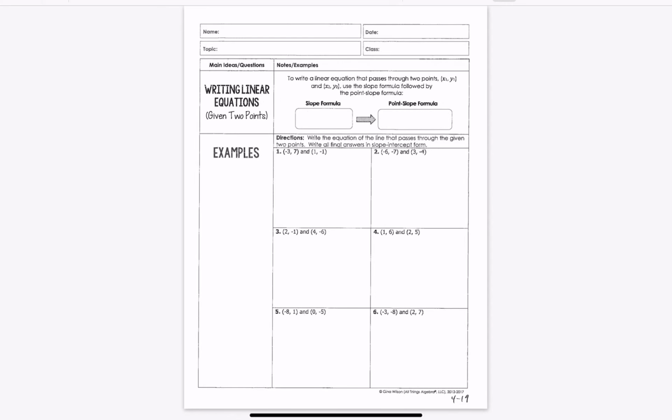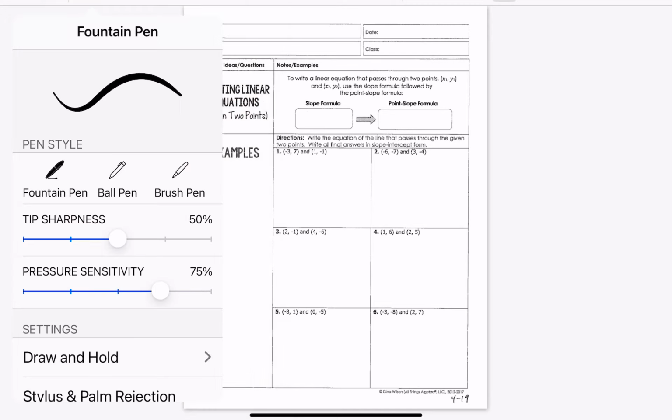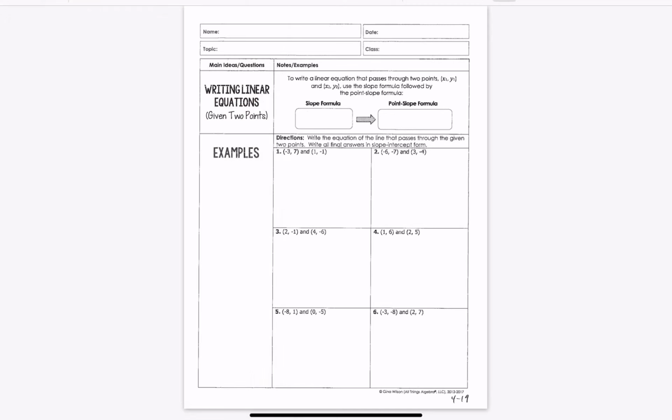For our next notes, we're going to write linear equations given 2 points. So we're going to get 2 points and we're going to write the linear equation. We're on page 419 in our notebook. And this is similar to what we did before, except now we need to figure out the slope.